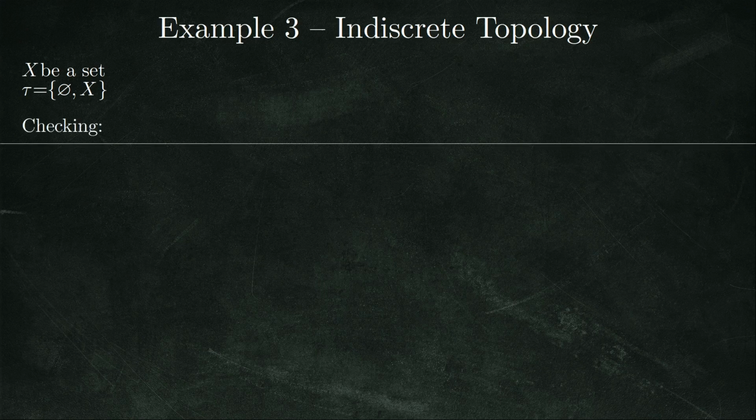So let's check that this is indeed a topology. On your own, go through and check the three axioms, and then I'll put up the solutions. Okay, now you've thought about why this is a topology. For the first axiom, the empty set and X are in tau, so it's kind of by definition. Then for the intersection, the empty set intersect X is the empty set, which is in tau. And then for the union, the empty set union X is X, which is in tau.